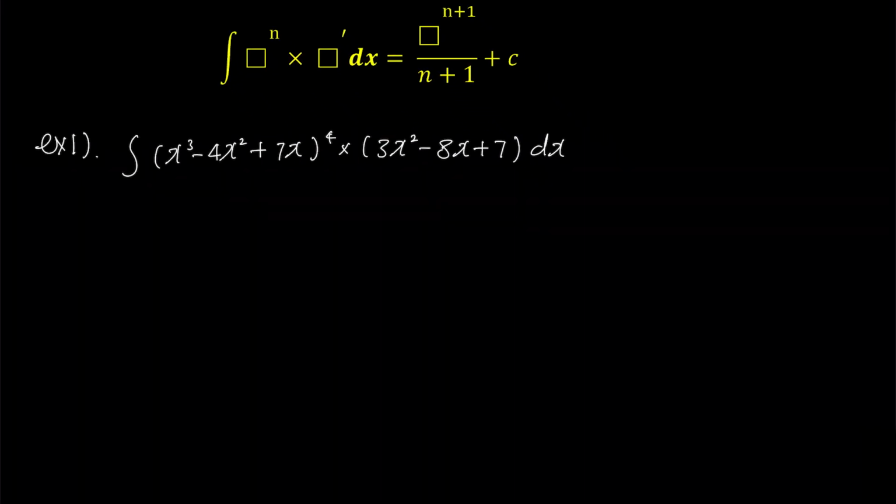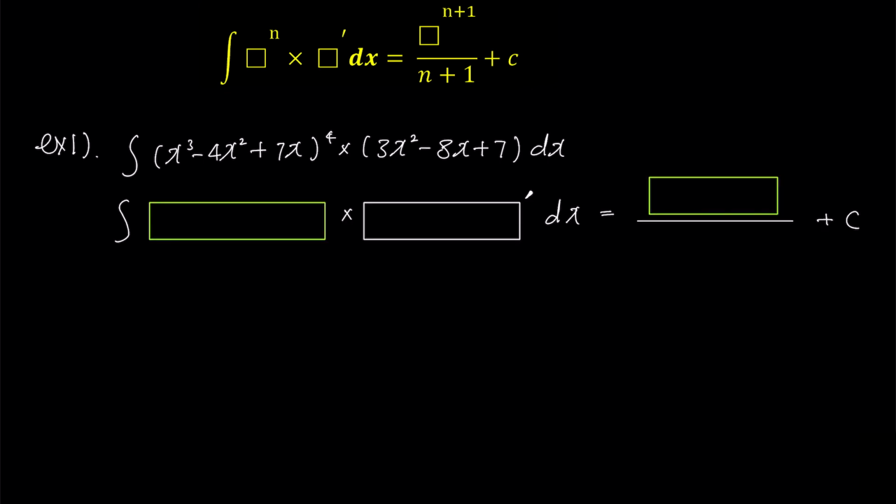Here's our first example. Now, let's bring in the box rule. If you take a look at the problem, it has the same form as our box rule. Therefore, the exponent of the green box is 4, and we can put x cubed minus 4x squared plus 7x inside the box, and 3x squared minus 8x plus 7 in the box prime located behind. Now, we are all set. Let's put in the box on the right to find the answer.